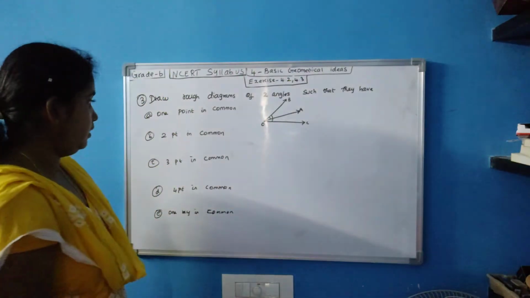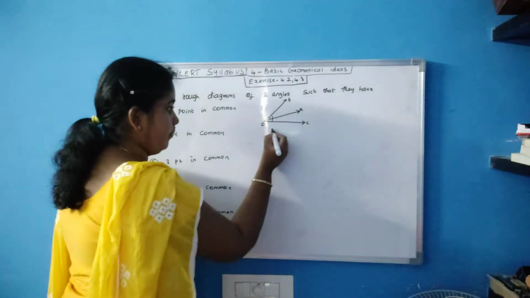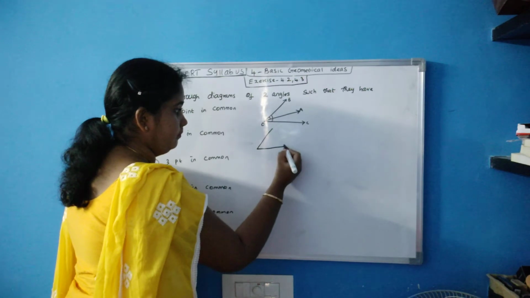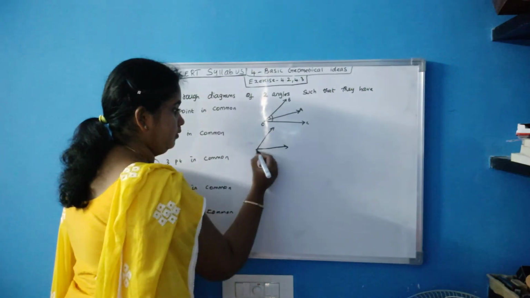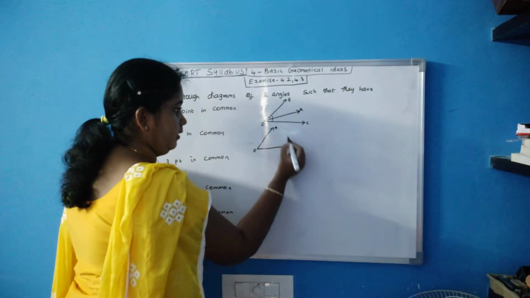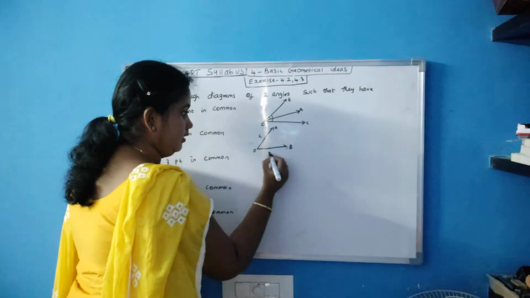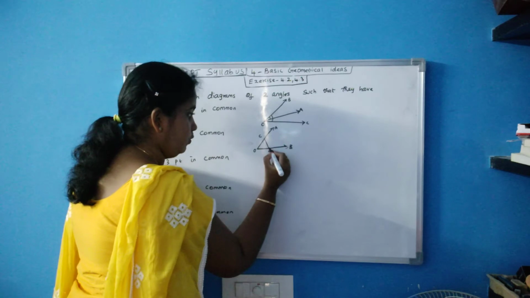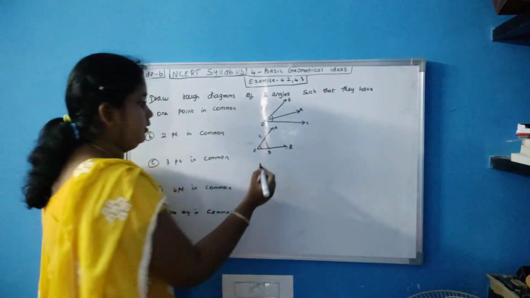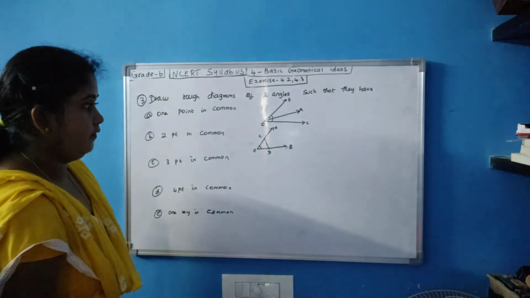Did you understand? Okay. Now 2 points in common. O, A, naming the ray. Here you have C, here you have D. These 2 points are common to this one angle.